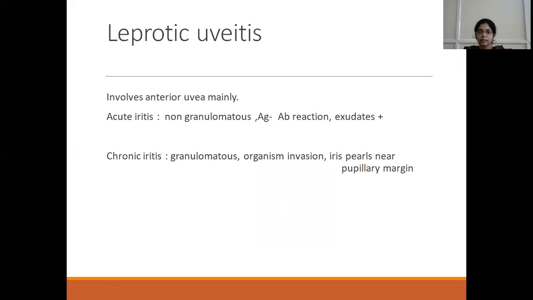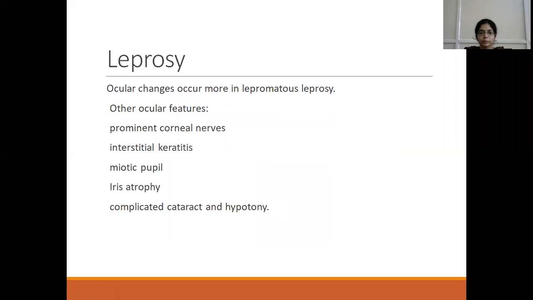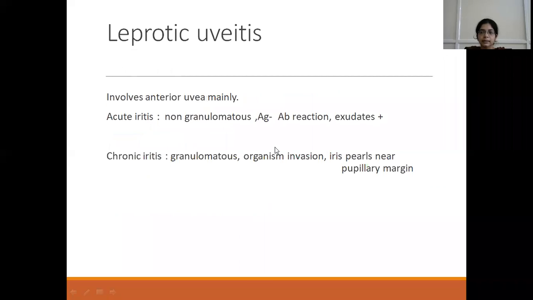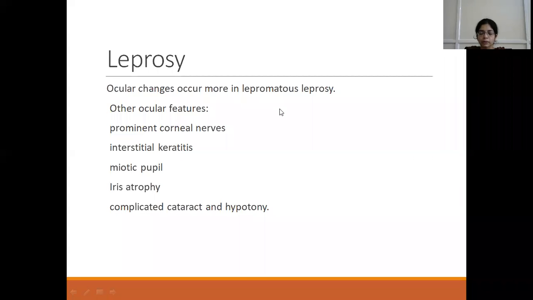Leprosy is again important in the context that there could be a lot of symptoms. Like if you go back to your cornea, interstitial keratitis, one of the main causes is also leprosy along with syphilis. Okay, so what happens in leprosy? Again, there are two main types, lepromatous and tuberculoid. So it occurs more commonly in the lepromatous form.